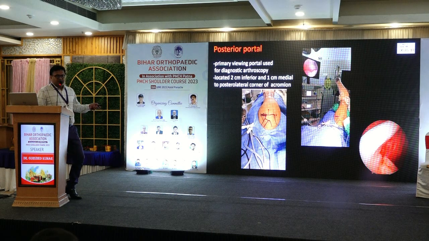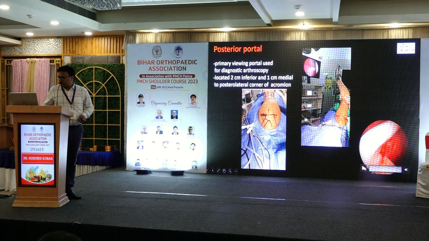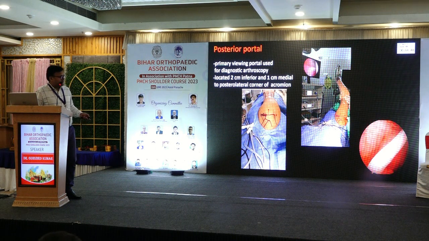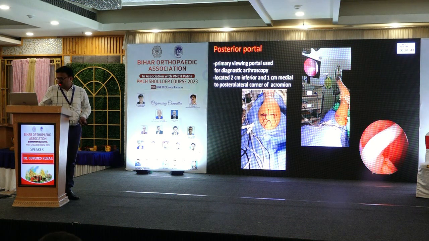In adhesive capsulitis, you feel some resistance while passing the trocar or sheath inside the joint, because there is a thick capsule. In multidirectional instability there is a thin capsule, so it is easy to penetrate inside the shoulder joint. Once you introduce your scope, we can directly see the biceps tendon, which is the first structure visible after putting the scope inside the shoulder joint.